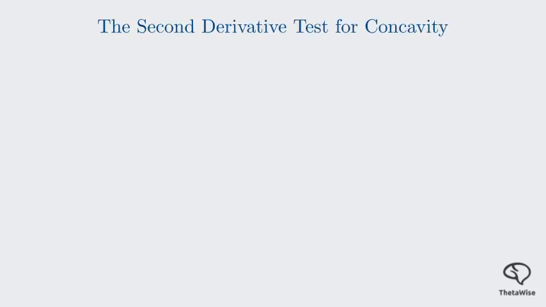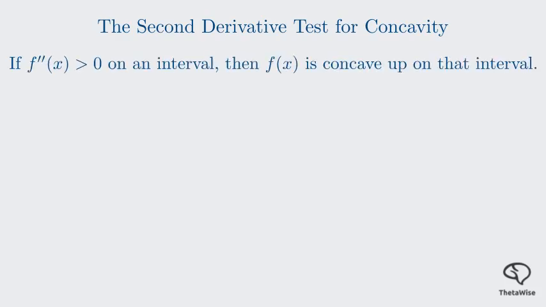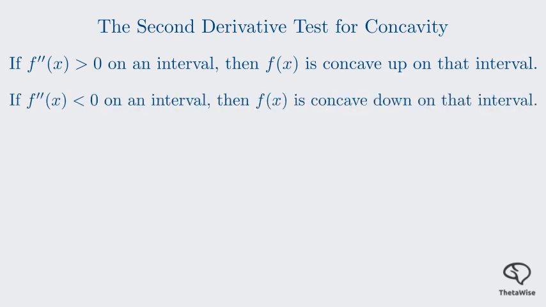Now, how can we determine concavity without drawing the graph? We use the second derivative. The second derivative, denoted f double prime of x, tells us about the rate of change of the first derivative, which is the slope of the tangent line. If the second derivative is positive on an interval, the function is concave up on that interval. This means the slope of the tangent line is increasing. If the second derivative is negative on an interval, the function is concave down on that interval. This means the slope of the tangent line is decreasing.